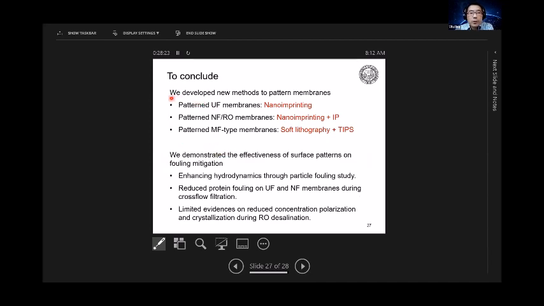I hope I showed you that we're now developing new methods that can directly pattern UF by nanoimprinting. And if you grow an IP layer on top of the patterned UF, you can make NF or RO membranes. And if you combine soft lithography with the conventional TIPS process, you can make MF-type patterned membranes. And these patterns can enhance hydrodynamics and lead to less fouling by proteins. And so far, we have more limited evidence that you can even control salt precipitation in desalination.